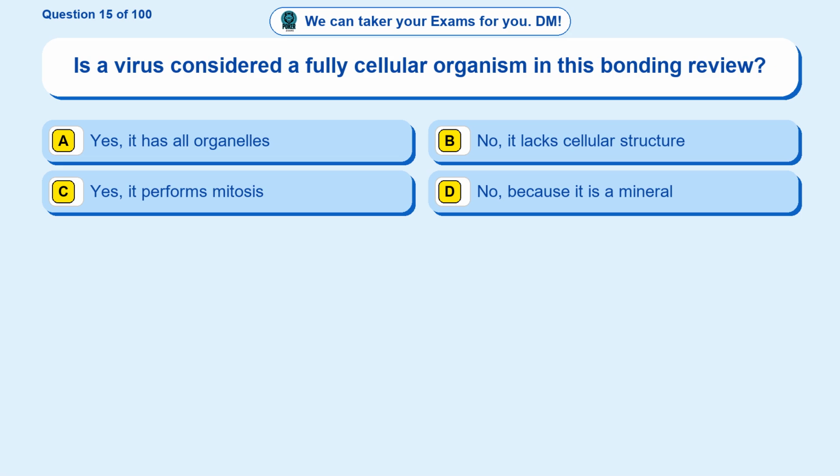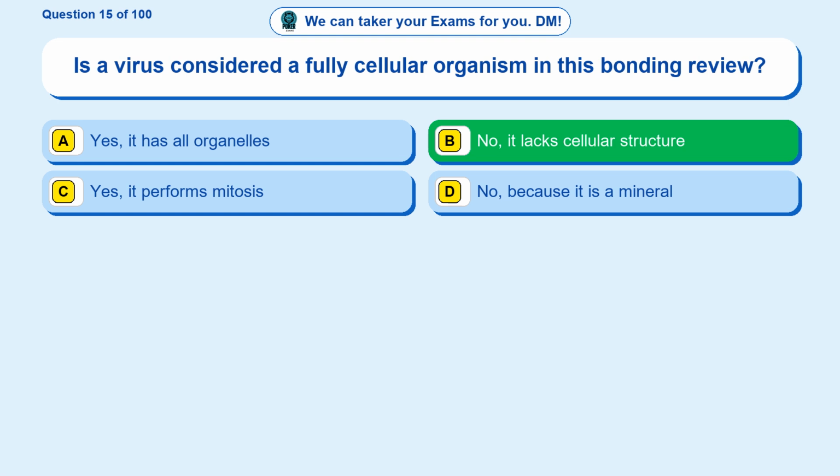Question 15. Is a virus considered a fully cellular organism in this bonding review? Option A. Yes, it has all organelles. Option B. No, it lacks cellular structure. Option C. Yes, it performs mitosis. Option D. No, because it is a mineral.